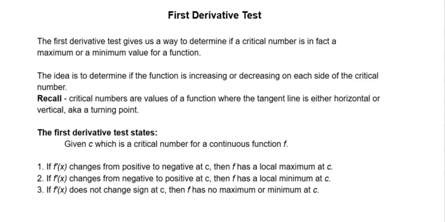The test for a first derivative says that given c, which is a critical number for a continuous function of f, if the derivative of f of x changes from positive to negative at c, then that is a local maximum.